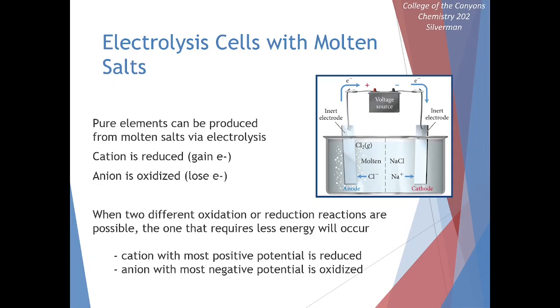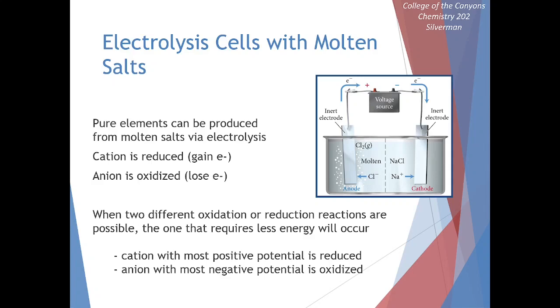In real life situations, things can be a little bit more complicated if we have mixtures where there are multiple oxidations possible and multiple reductions possible. The easiest reaction to occur is the one that will occur. Our redox reaction with the largest cell potential is the one that will occur first.